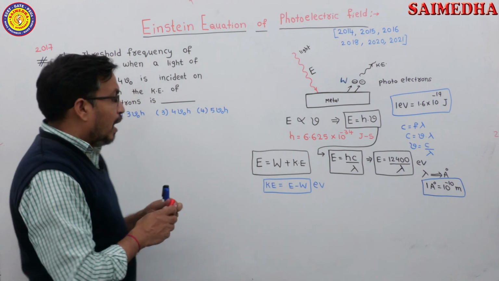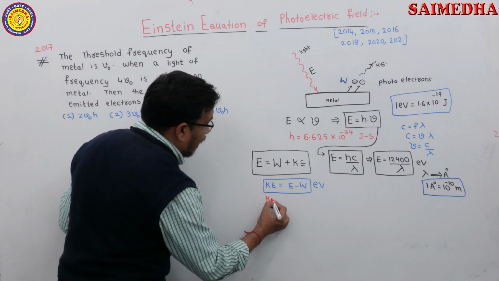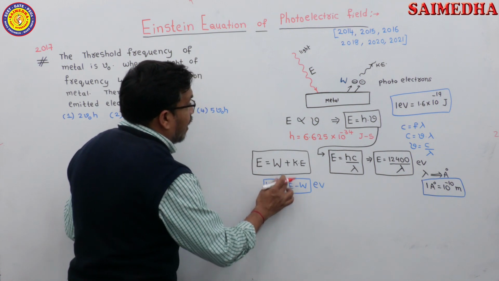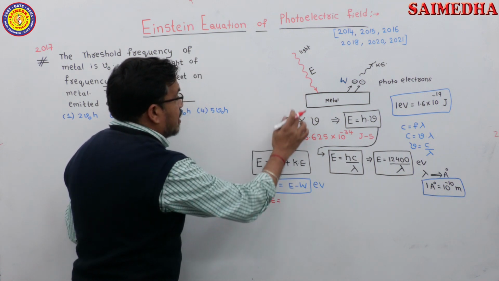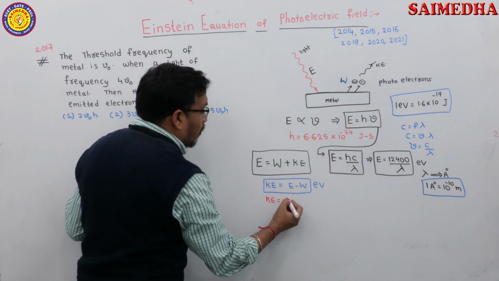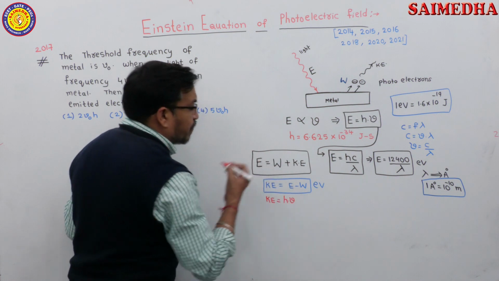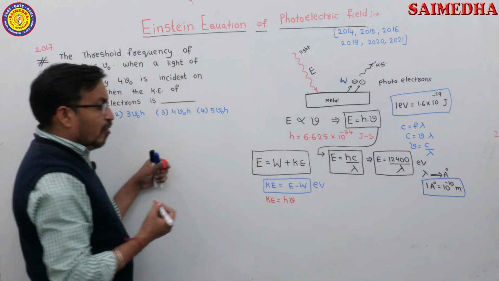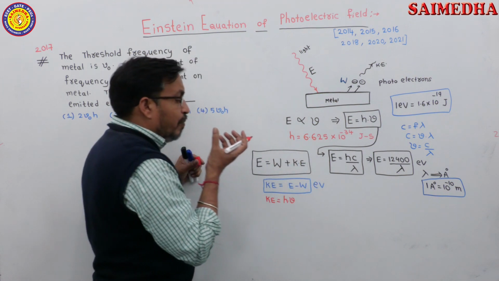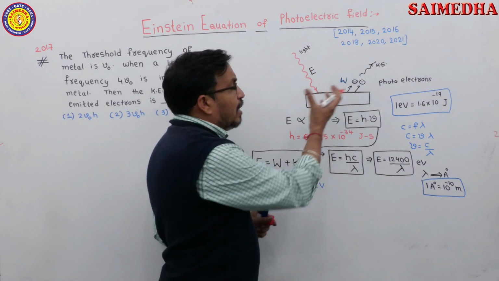Here again I am considering the same equation, kinetic energy K equals E minus W. The energy of incident light E is directly proportional to frequency, so E equals h into V, where h is Planck's constant. Minus the work function. What is the work function? It is the minimum amount of energy required to emit the electrons.